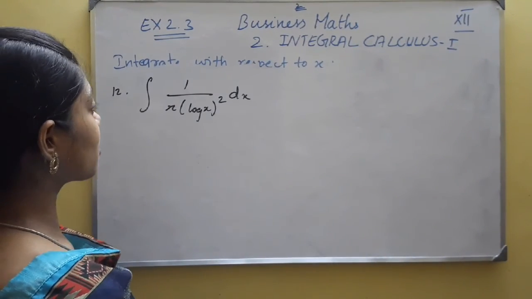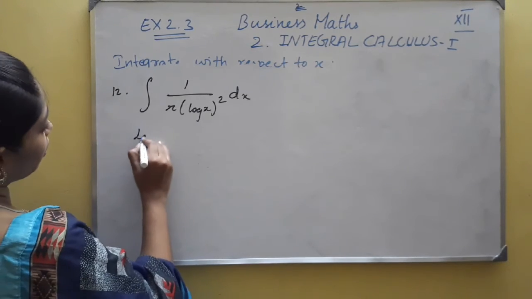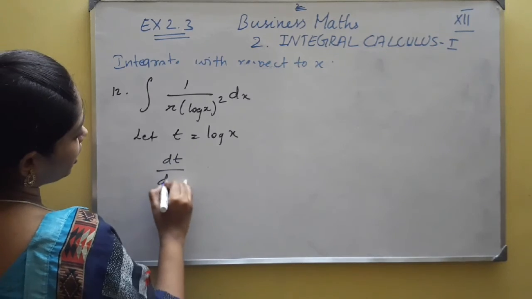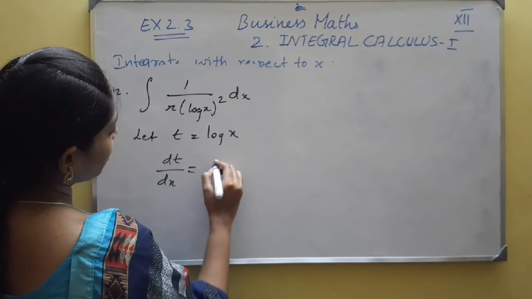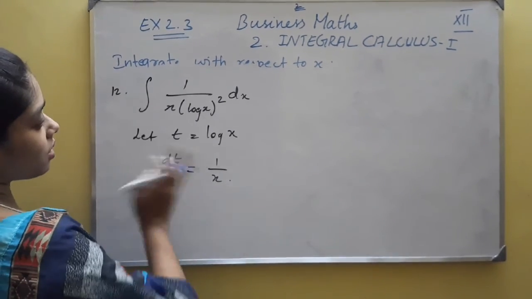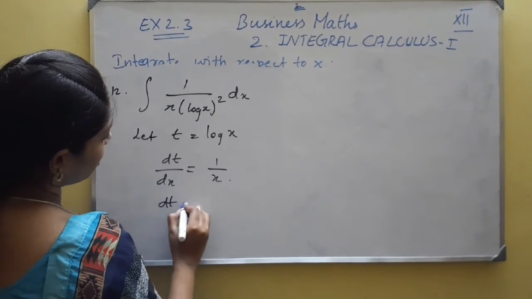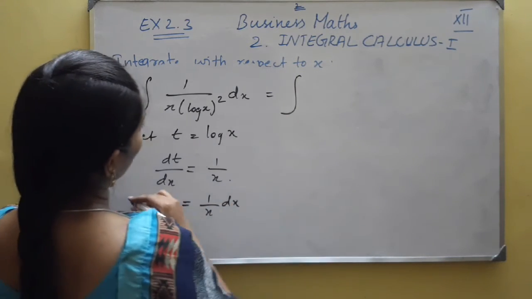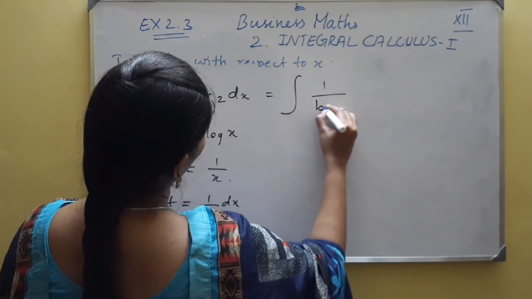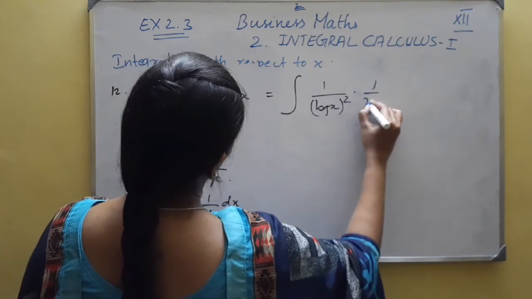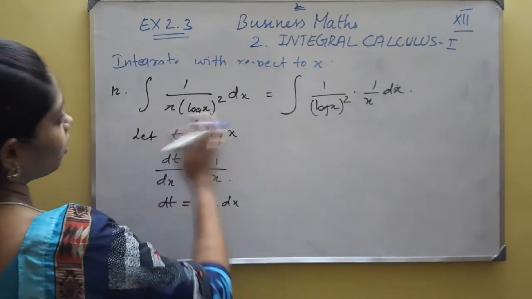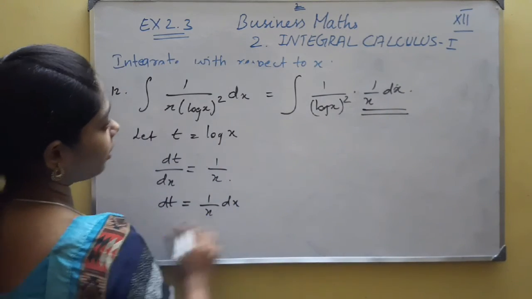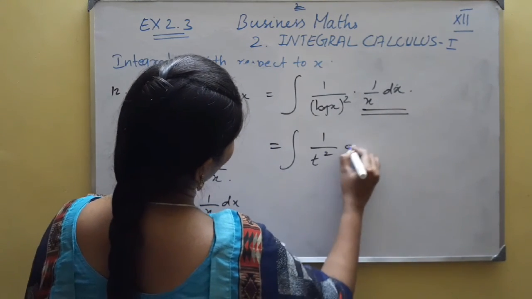Integrate 1 by x into (log x) the whole squared dx. I am going to let t be my log x. I am differentiating t with respect to x. Log x differentiation gives me 1 by x, because 1 by x integration gives me log x. So dt equals 1 by x into dx. This can be written as 1 by (log x) squared into 1 by x dx. In the place of 1 by x into dx, I can write dt. So this is actually 1 by t squared into dt.